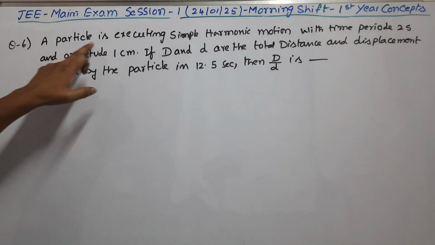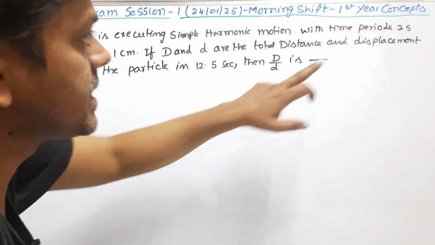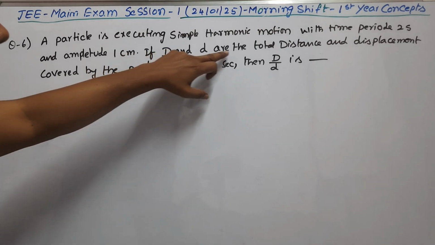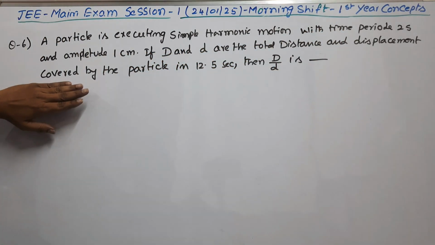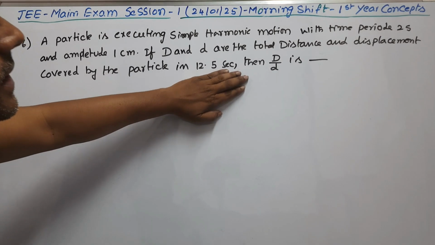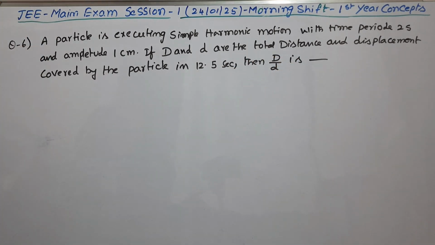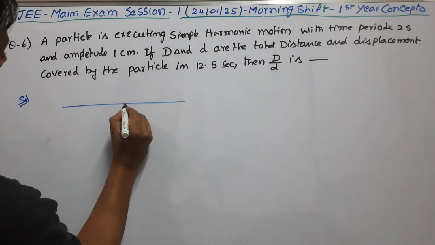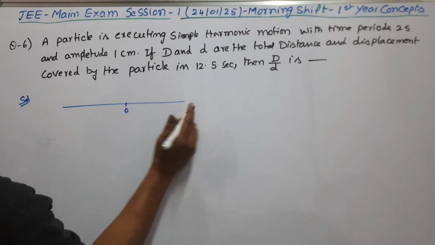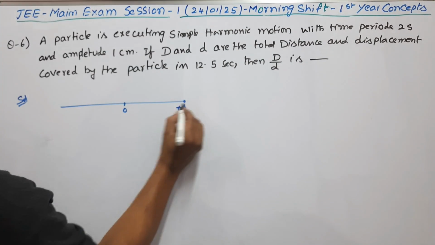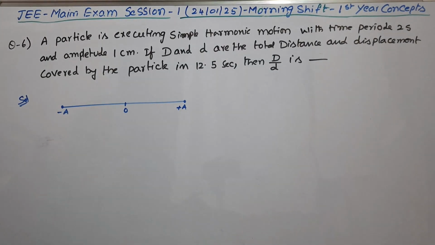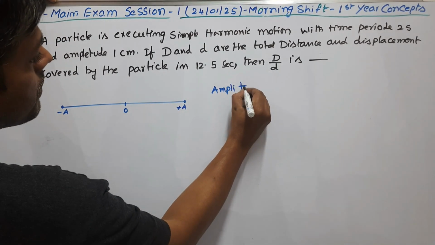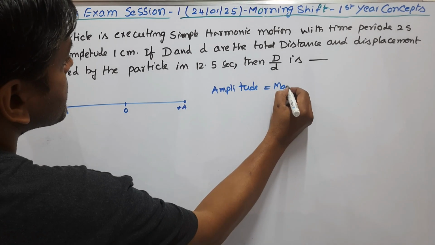The sixth question: a particle is executing simple harmonic motion with time period 2 seconds and amplitude 1 centimeter. If capital D and small d are the total distance and displacement covered by the particle in 12.5 seconds, then capital D by small d is? To see, a particle executing simple harmonic motion with respect to this mean position O possesses maximum displacement on either side. So what is the amplitude? Amplitude equals maximum displacement from mean position.